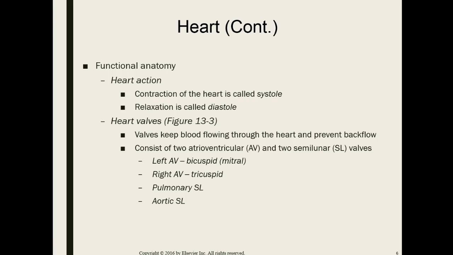So we're going to have 2 atrioventricular valves and 2 semilunar valves. So the atrioventricular are going to sit between the atrium and the ventricle, and we have a left and a right. So the left AV is also called the bicuspid or the mitral valve, and the right AV is going to be the tricuspid valve.